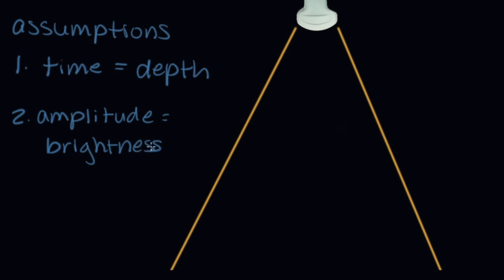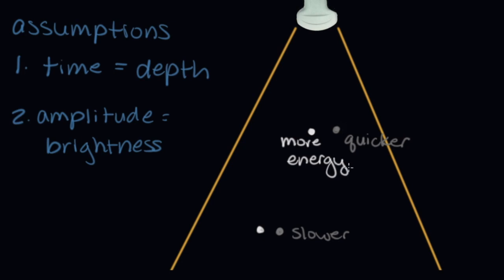should be. So what this looks like is that an echo that takes a longer time to return creates a dot farther in the ultrasound field, while an echo that returns more quickly creates a dot closer in the field. And an echo that returns with more energy will be brighter regardless of where in the field that dot is created. And these darker dots indicate less energy.